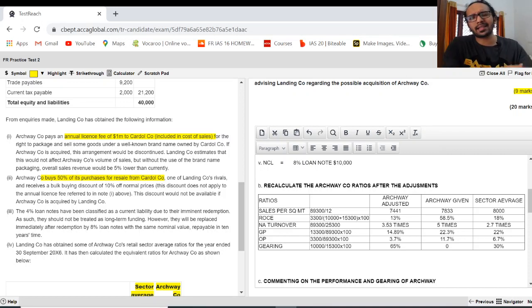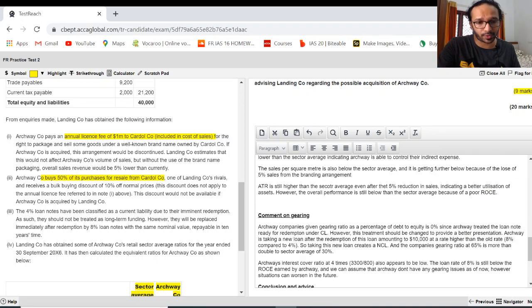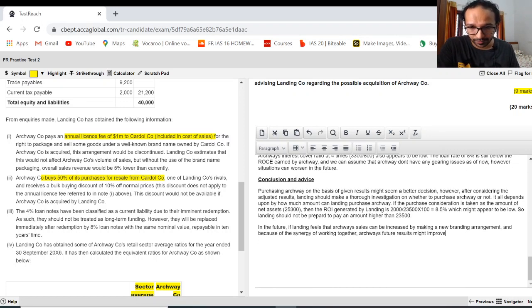Okay, our adjusted results were lower than the given results because we had removed certain benefits. But even Landing can generate more sales for Archway in the future by making a new arrangement or by finding a new supplier who will offer more discount, etc. Right? So there is always a chance for future improvement. And if Landing feels that Archway's results can be improved in the future, then they can maybe purchase Archway. Might improve.